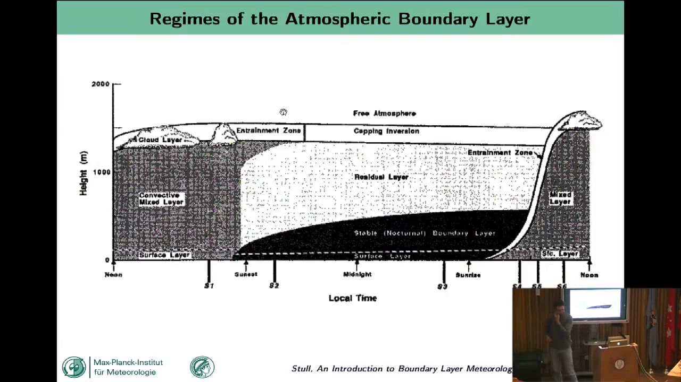Very good. So this is from a typical textbook in atmospheric flows and atmospheric turbulence. What you have is simply the description of the atmospheric boundary layer as it varies during one day, from noon to noon. In the vertical axis, you simply have the height, and what you have is a sketch of the atmospheric boundary layer.